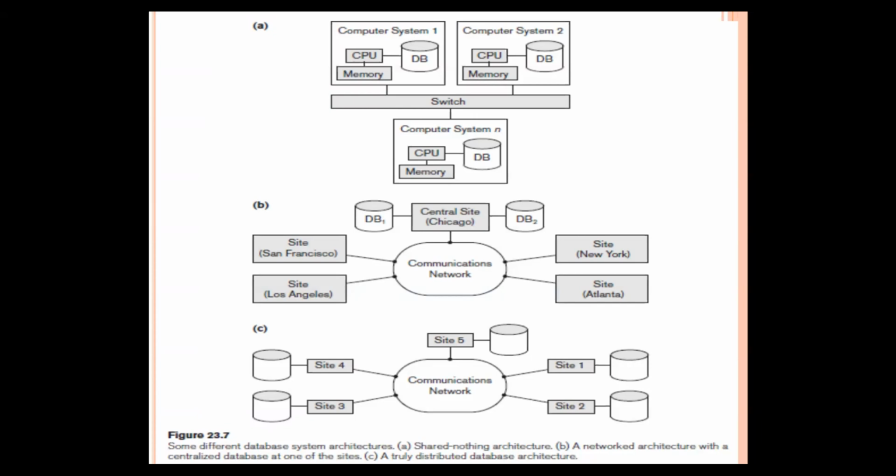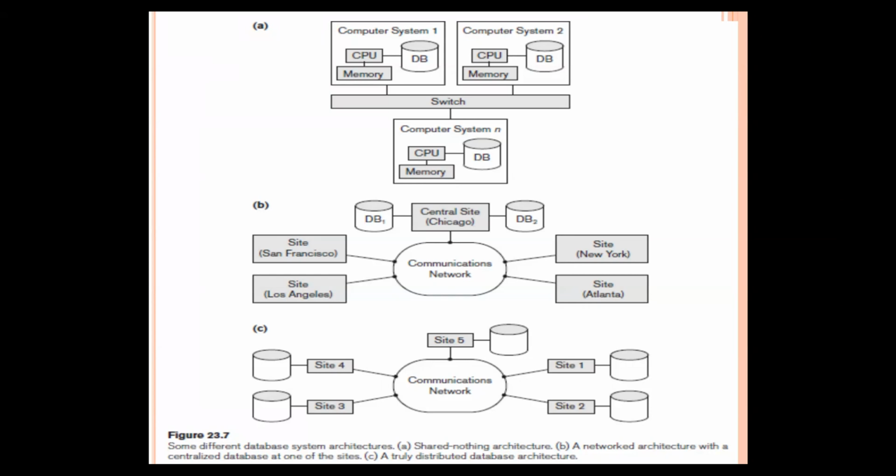Only the hard disk will be there. There is no separate server for each site, like San Francisco, New York, Atlanta, and Los Angeles. Only the headquarters central site, Chicago, has database 1 as well as database 2, maintaining the complete database of all the distributed systems. This kind of architecture is called a centralized database at one of the sites. In diagram 3, we can see a truly distributed database architecture where we have 5 sites. Each site has its own database, and the content of all the sites is accessible to all other sites.